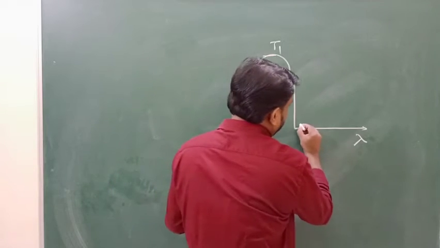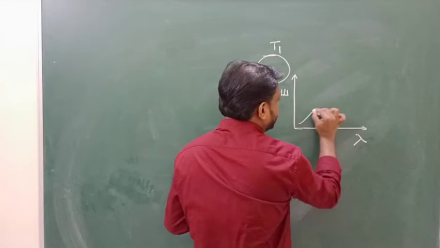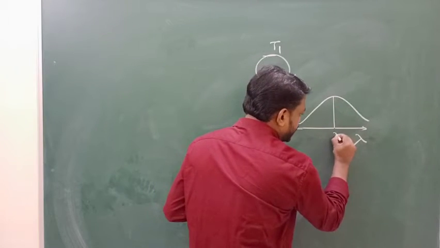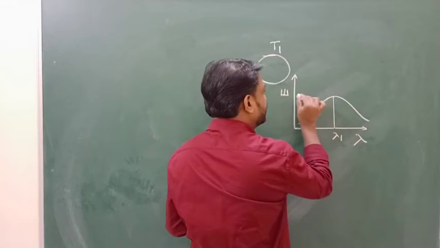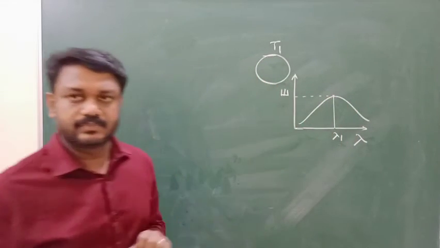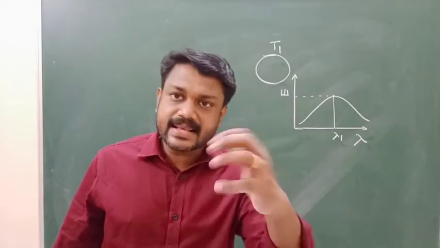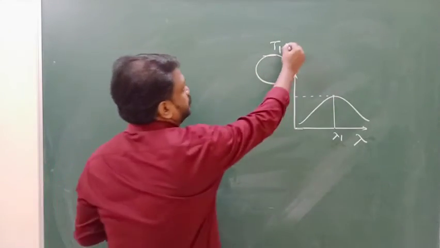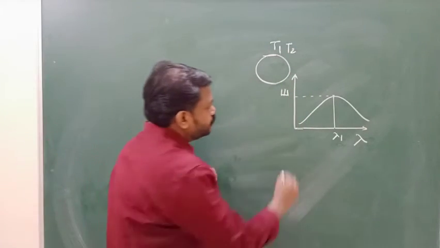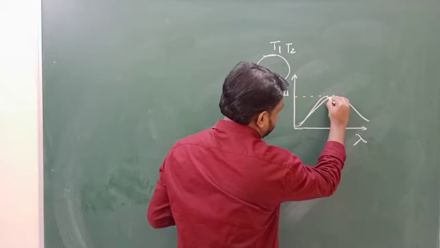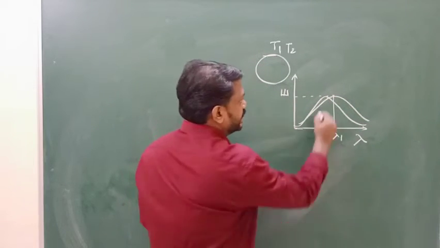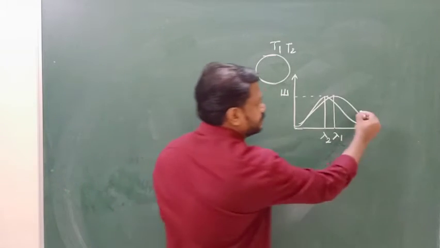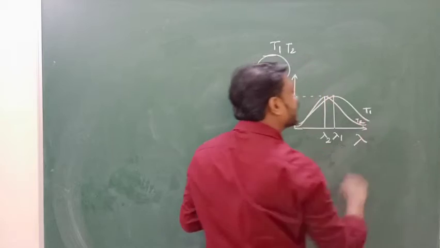So for a particular temperature T1, you get a graph like this. For a particular value of lambda, this is lambda 1, you get maximum energy emission. Different radiations are emitting, but maximum radiation comes out at this particular wavelength, lambda 1, at temperature T1. Suppose you increase the temperature to T2. Then you get another curve like this. Here the wavelength of maximum radiant energy is lambda 2. This curve is for T1 and this is for T2, a higher temperature.